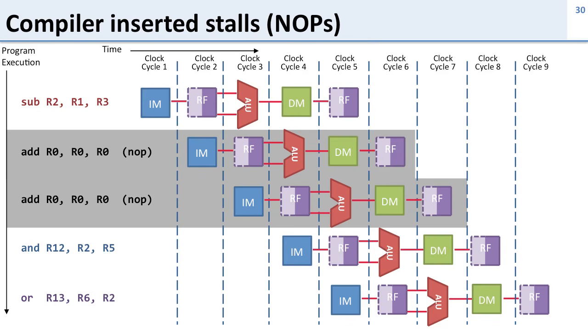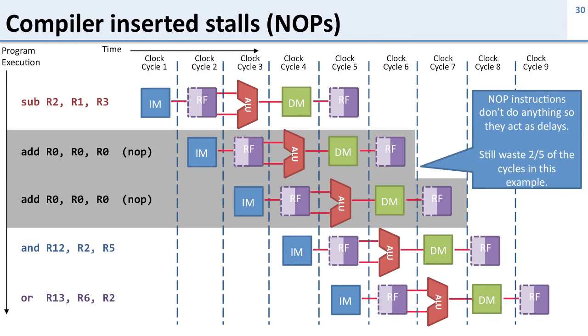But this means the compiler has to understand the pipeline in order to be able to insert no-ops in the right point. It's also worth mentioning here we're still wasting 2/5 of our cycles. Now we're not doing bubbles, we're doing no-ops. But again, these don't do any useful work, so this still slows down our program.